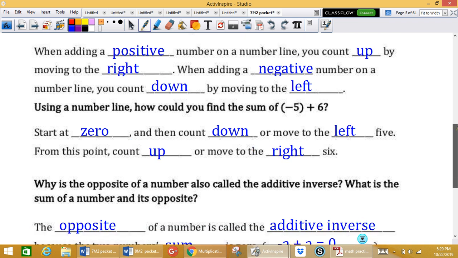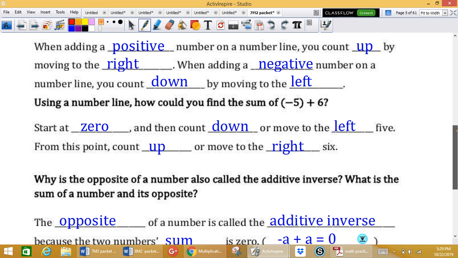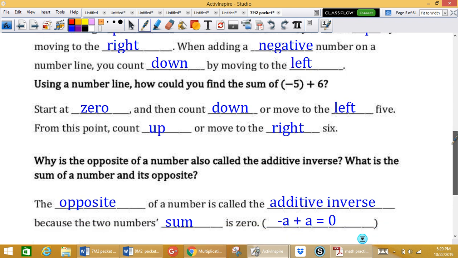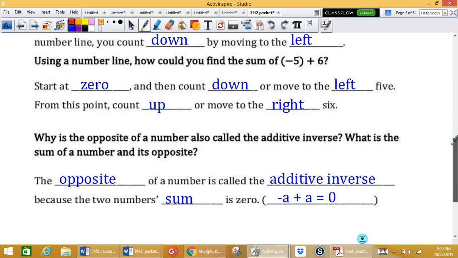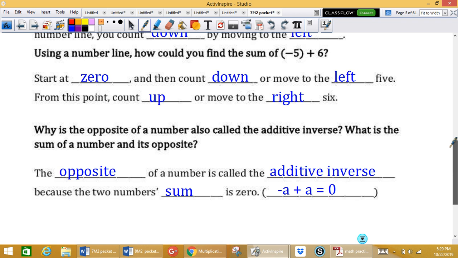Why is the opposite of a number called the additive inverse? What is the sum of a number and its opposite? The opposite of a number is called the additive inverse because the sum of the two numbers is 0.